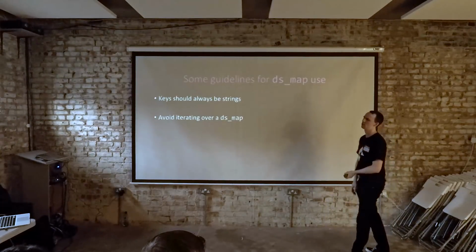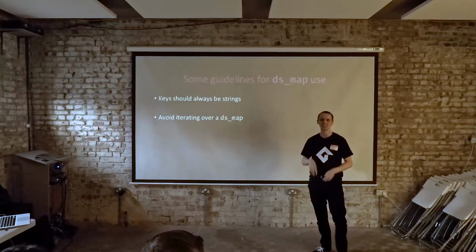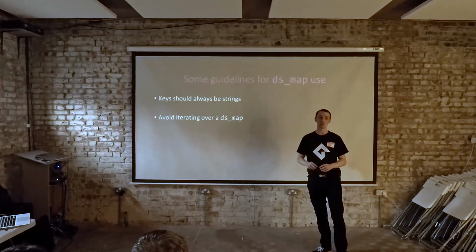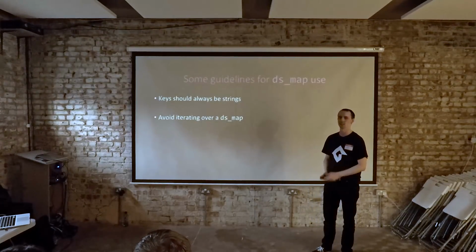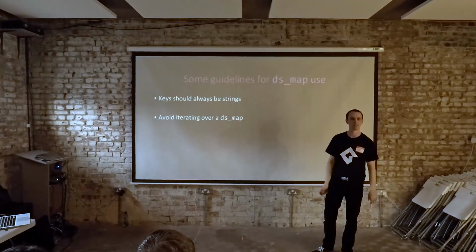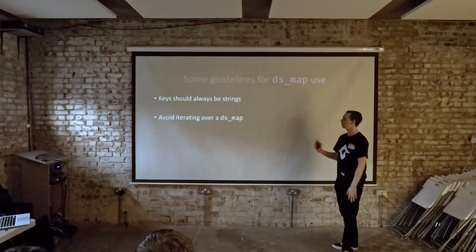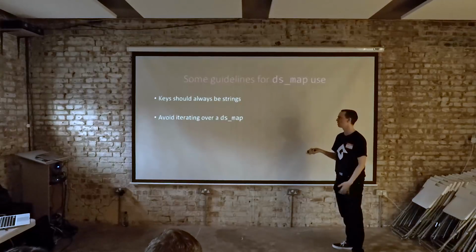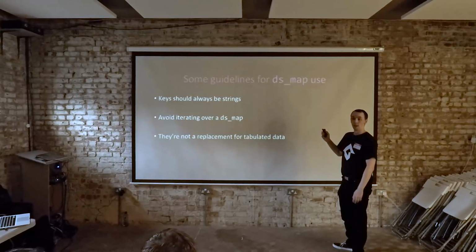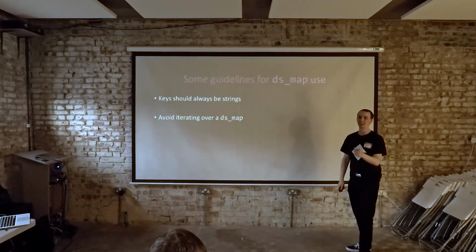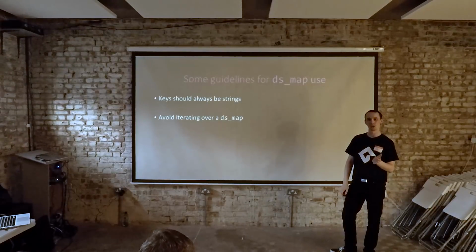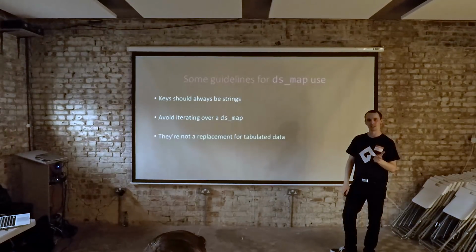Try to avoid iterating over a DS map. I told a little white lie earlier. You can actually tell what order stuff goes in, but it's incredibly slow. I think it's O(n log n), off the top of my head, it's complex, which is really bad. So try to avoid iterating over DS maps. If you have to, you have to. It should be O(n). I can't remember. Maybe it's O(log n). You're doing it wrong if it's O(log n).